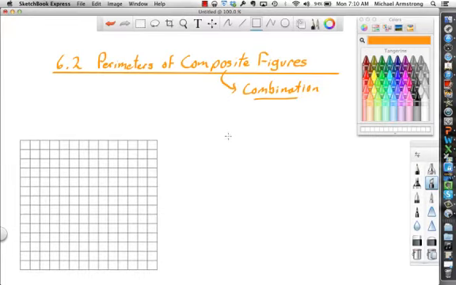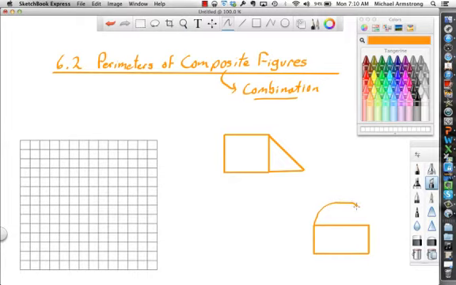So they give examples. They have a rectangle that has a triangle on it. Okay, this would be a composite figure. They also have a rectangle with a half circle on it, and I can't do a half circle with a tool, so I have to just draw a freehand half circle, and so you're going to have to forgive me because they're not going to be very good.